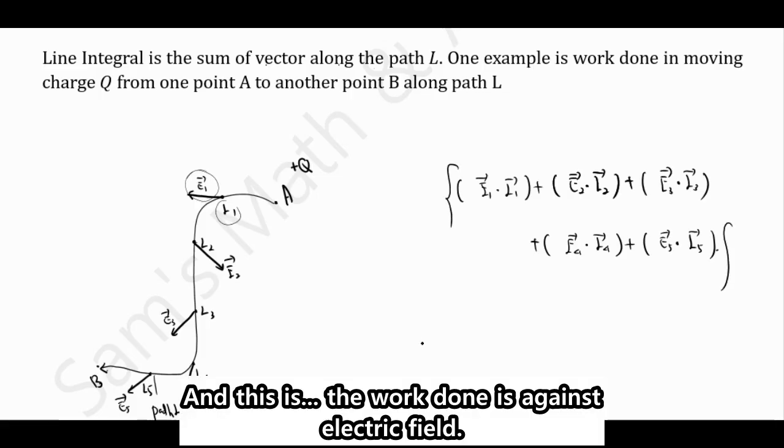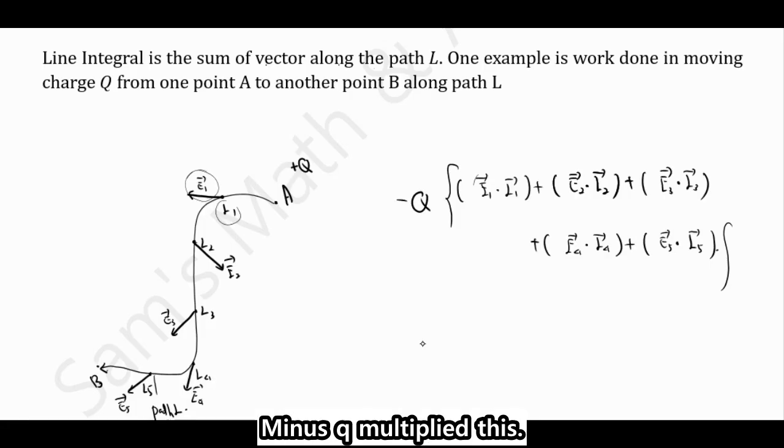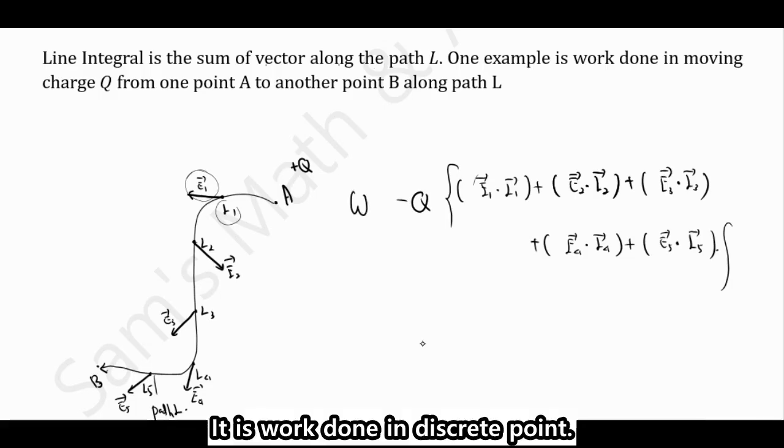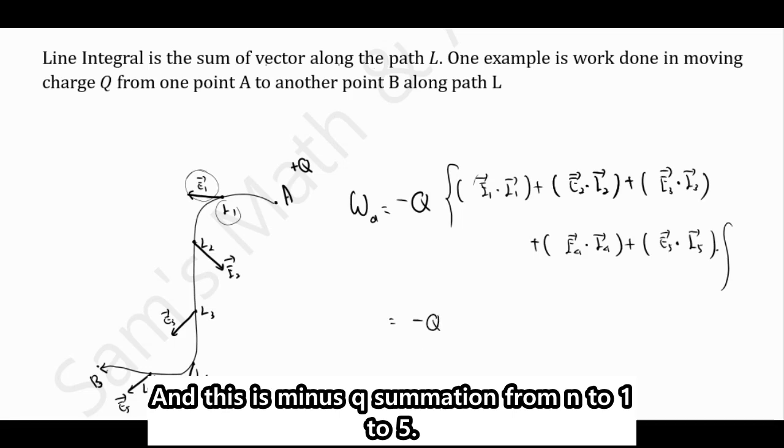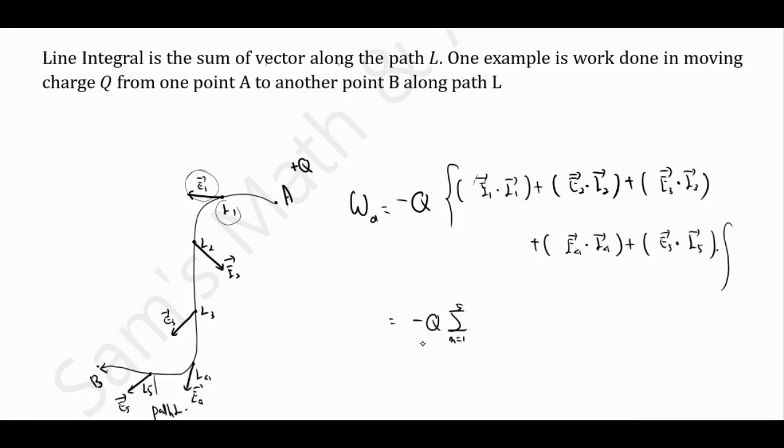And the work done is against the electric field, so minus Q multiplied by this. It is the work done over discrete points. And this is minus Q times the summation from n equals 1 to 5 of E_n vector dot L_n vector.